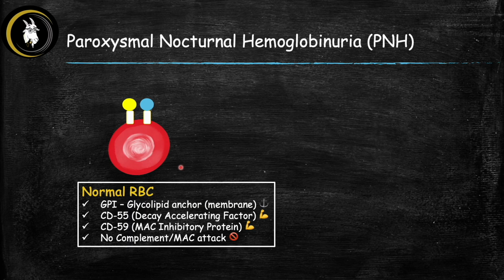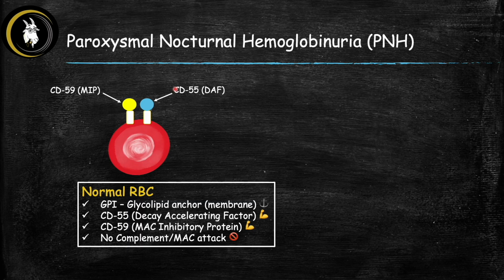So when the red blood cells are normal, they protect themselves from this complement system by these two proteins right here on the surface called CD59 and CD55. CD59 is known as MAC inhibitory protein. CD55 is known as decay accelerating factor. And the job of both of them is to stick on the surface of these red blood cells, act as security, keep the complement system away.